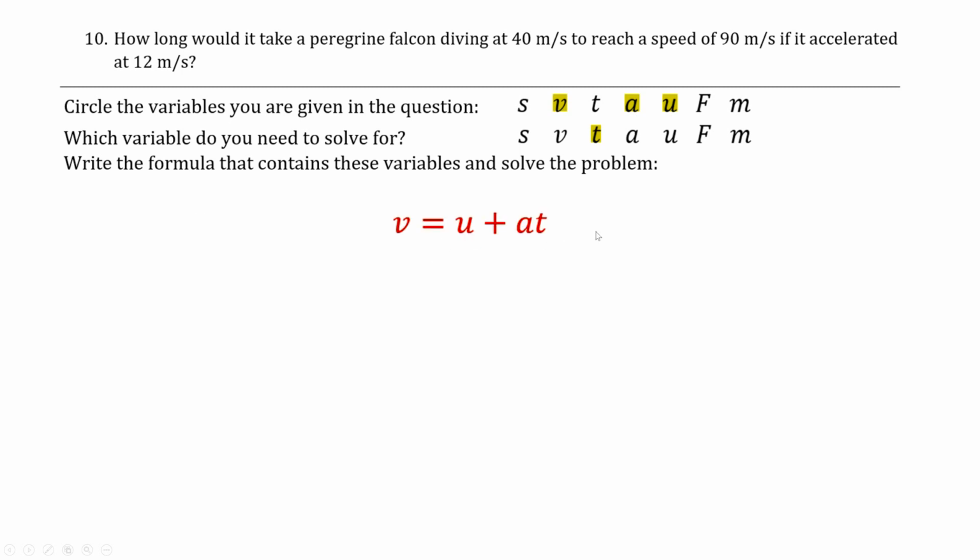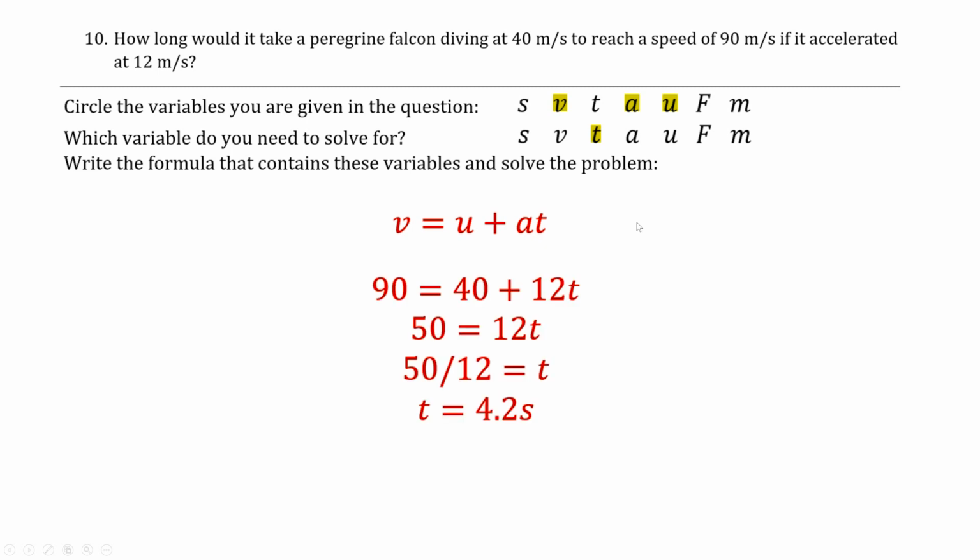V equals u plus at again. Bunch of questions using this equation in one form or another, but there's really only 3 equations in Year 10 motion. 90, final velocity, equals 40, initial velocity, plus 12 times t, and we end up getting 4.2 seconds. Some serious acceleration. Oops, there's a mistake there. That should be per second squared.